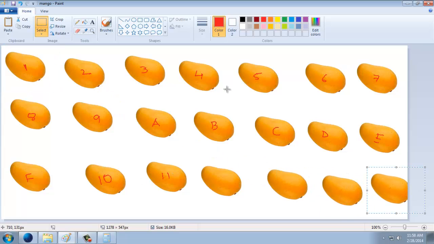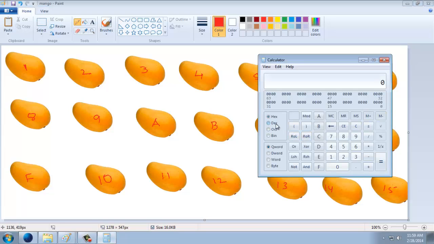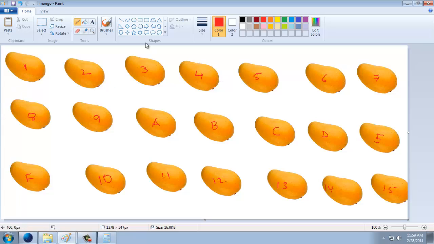So 11 is 17. 12 is 18. 13 is 19. 14 is 20. 15 is 21. It goes like that. Okay, you understood the concept, right? So if you want to check it again, go to decimal and convert 21 to hexadecimal. You can see it is 15. So I will write the corresponding decimal numbers also here.